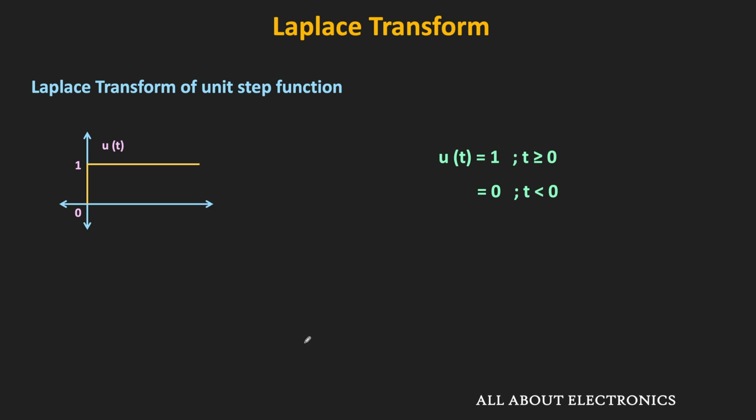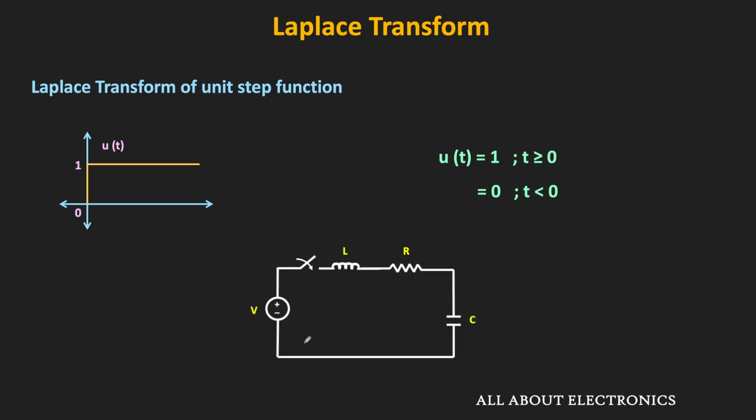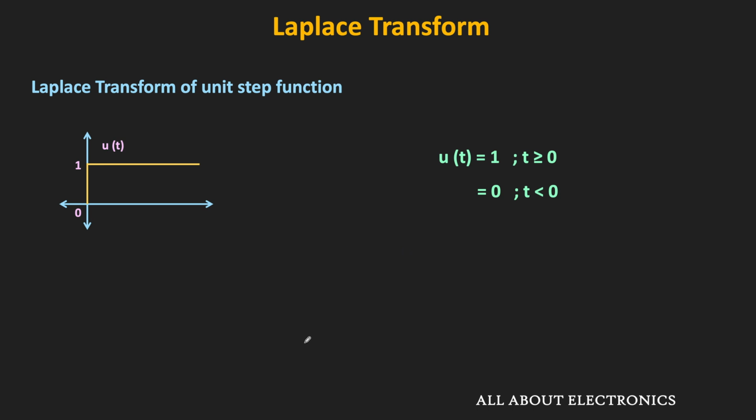In circuit analysis, when we close the switch, the voltage suddenly appears across the circuit, and that voltage can be represented using this unit step function. Now, let us find the Laplace transform of this unit step function. The Laplace transform of the unit step function is equal to the integration from 0 minus to infinity of u(t) times e to the power minus st times dt.